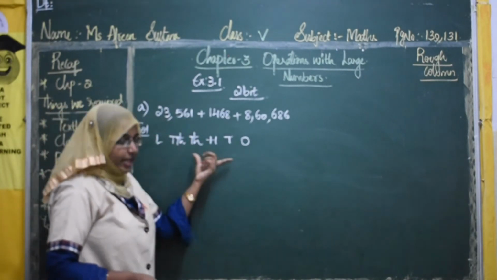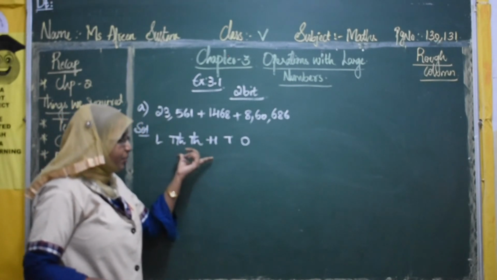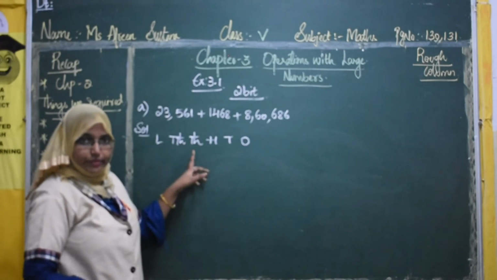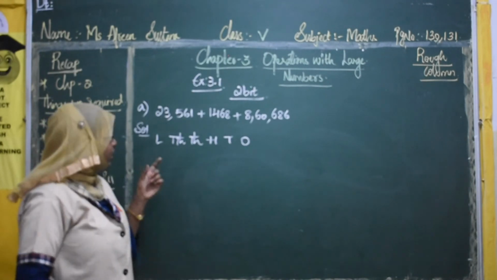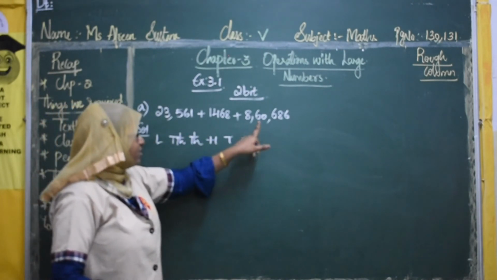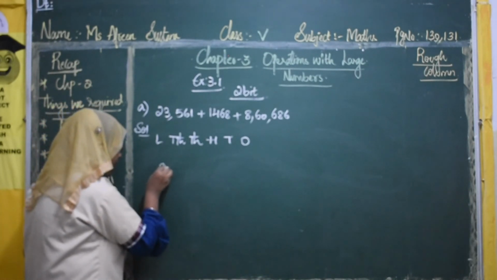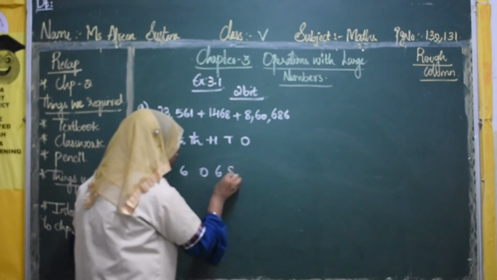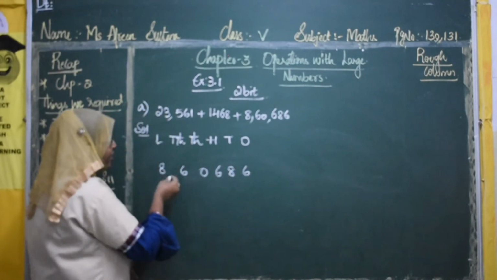Now please leave one line, and why we are leaving: because if there is any carry, we can easily write here and there will be no confusion on which digit the carry should go. Okay. Now let us start with the highest, 8,16,686. Anyway you can write.